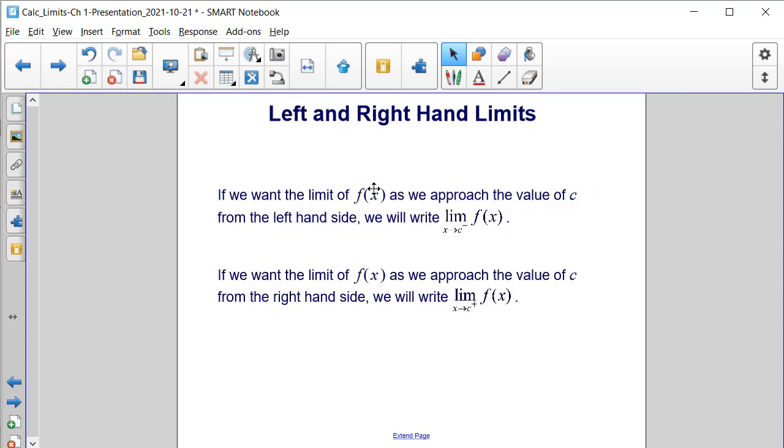If we want the limit of the function f of x as we approach the value of c from the left-hand side, we write it in this notation. Notice that there is a minus sign in superscript of the value of c. That tells us from the left-hand side. If we want to find the limit of the function f of x as we approach the value of c from the right-hand side, we will write it in this notation. And again, notice the plus sign for the positive side or the right-hand side is given in superscript above the c value.